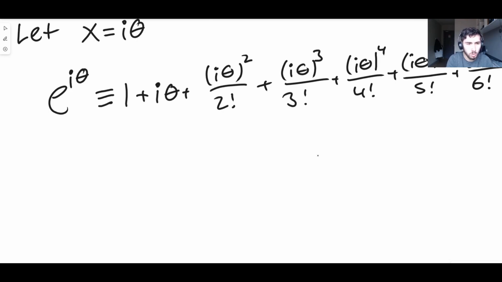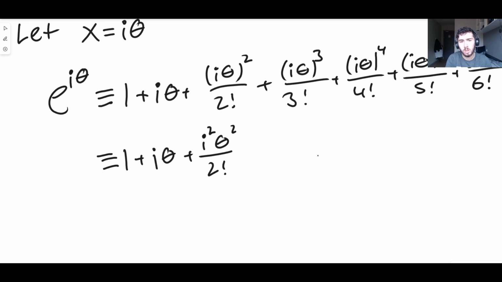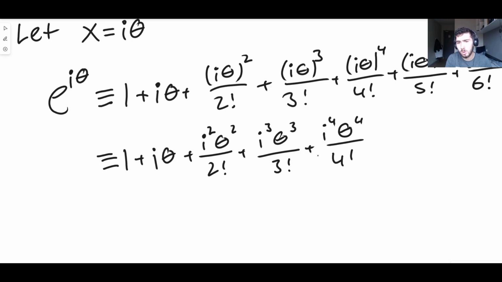So then what we want to do is expand this and simplify. So we expand all of this out. (i theta) squared is equal to i squared theta squared over 2 factorial. (i theta) cubed is i cubed theta cubed over 3 factorial. We get i to the 4 theta to the 4 over 4 factorial. So I'm just expanding out the brackets. I'm getting rid of the brackets because we don't want to deal with them.